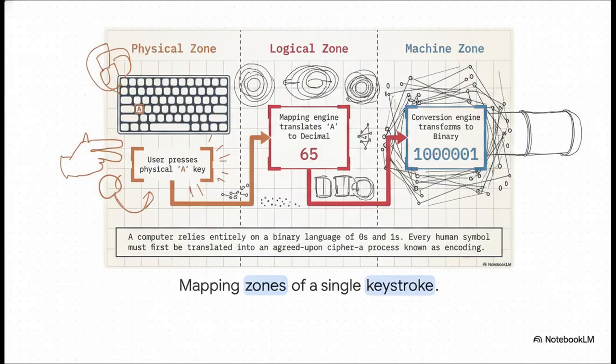To really get this, let's trace the life of just one single keystroke across three distinct zones. It all starts in what we'll call the physical zone. You physically press the A key on your keyboard. That action instantly jumps into the logical zone, where a mapping engine translates that human letter A into a decimal number, in this case 65. But the machine still can't read 65, right? So it passes into the machine zone, where a conversion engine transforms it into binary, 1000001.